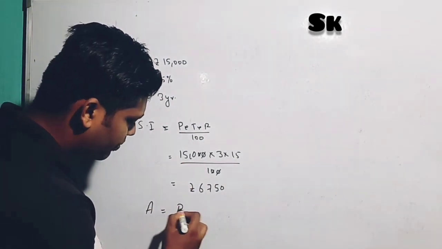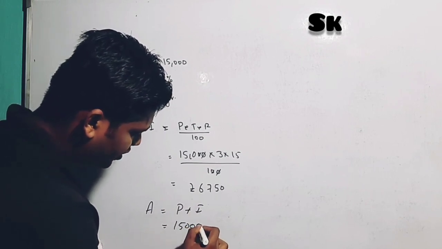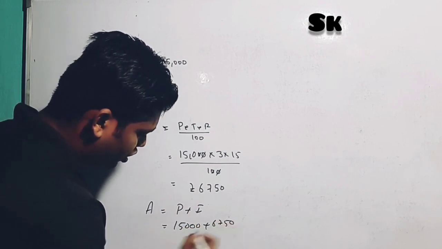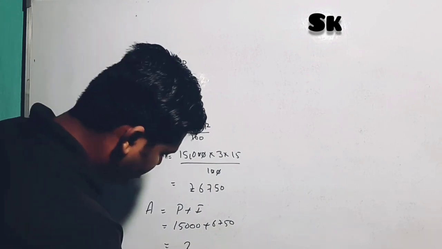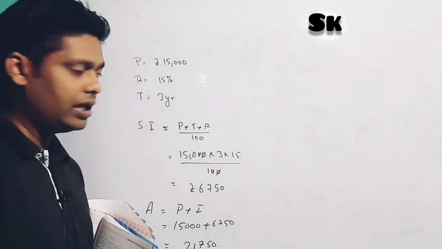And amount you will get easily. Amount is equal to principal plus interest. Principal is how much? 15,000, and interest is 6750. Your answer will be 21,750. Simple sum, a basic sum. Clear? Example number 1.